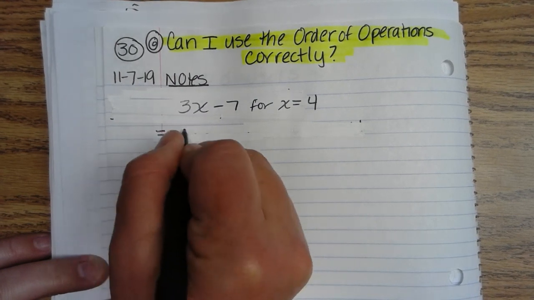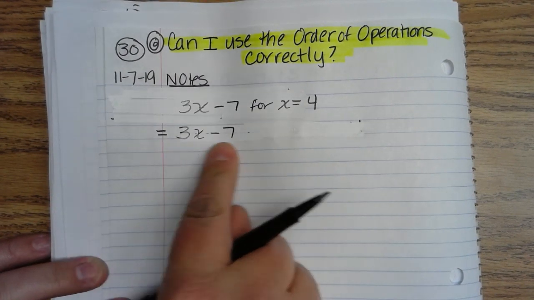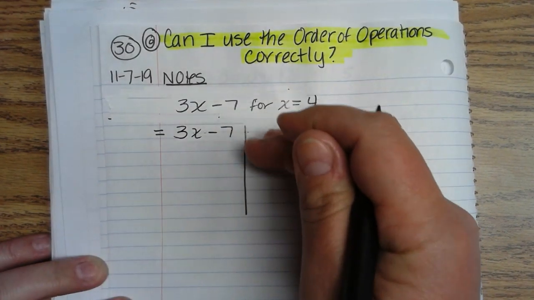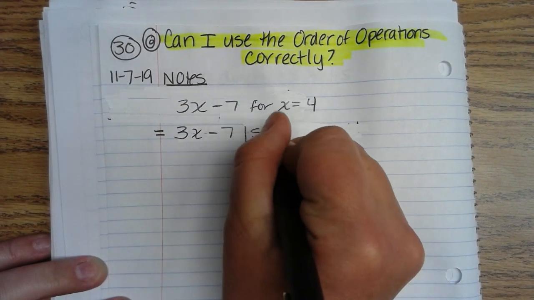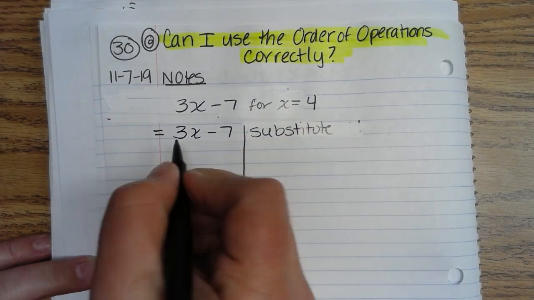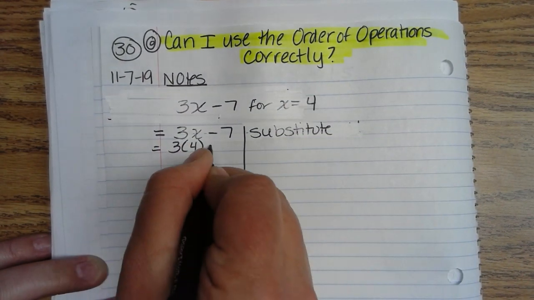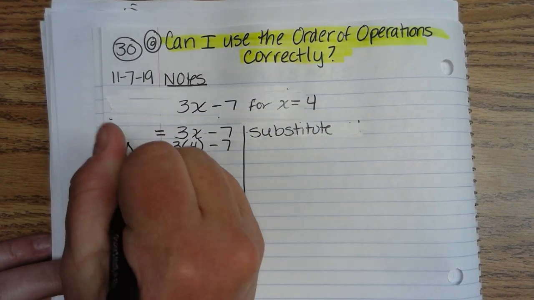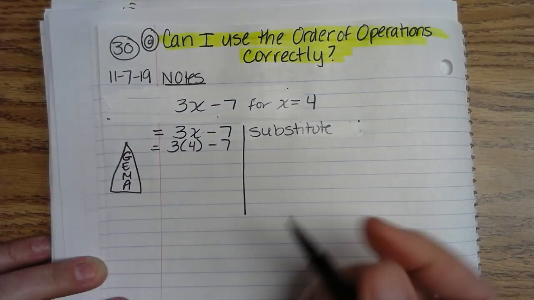So I'm going to line up my equal signs, and I'm just going to start by rewriting my problem. 3x minus 7, and I'm going to create a column here where I write in words the operation that we're doing. The first thing that we need to do is we need to substitute. So we're going to substitute our value for x in here, and so we get 3 times 4 minus 7. Now we can start using our GEMMA, G-E-M-A, and we can look at it.